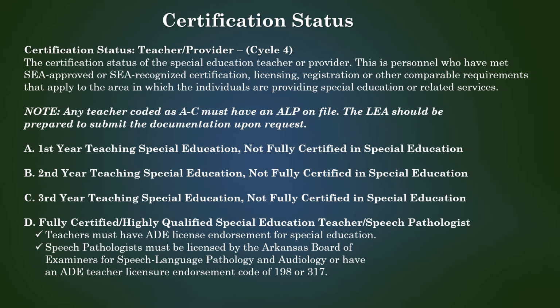We will now discuss the employee certification status. If a teacher is working towards certification as a special education teacher, they have up to 3 years to complete that process called an ALP. The teacher will then be marked A, B, or C depending upon where they are on the process. In the license field, the letters ALP are entered along with the license the person is working towards.